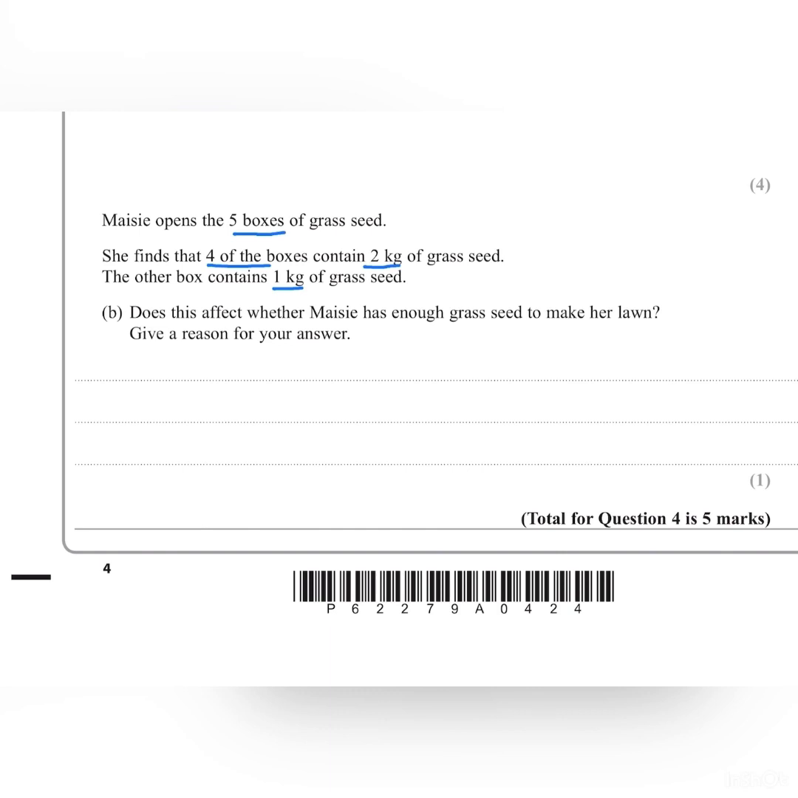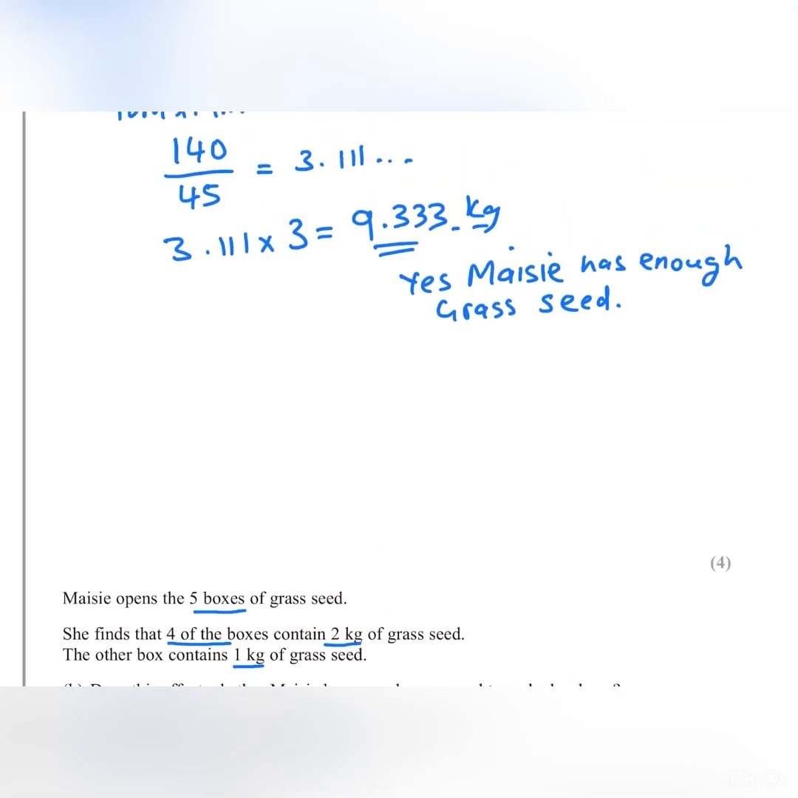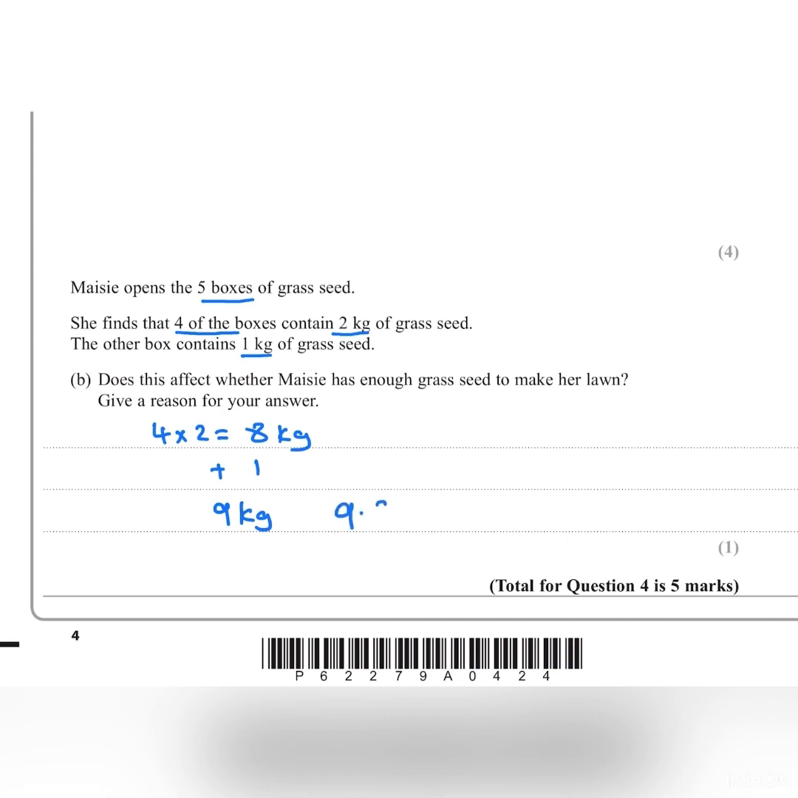Okay, so 4 boxes contain 2 kilograms, so that's 8 kilograms. Plus 1 more, that's 9 kilograms of grass seed that she already has. Now, if you go back to part A of this question, she needed 9.3 recurring. So we need 9.33. So that means, yes, it will affect her answer. She has less grass seed available now. So again, write your closing statement stating that fact.